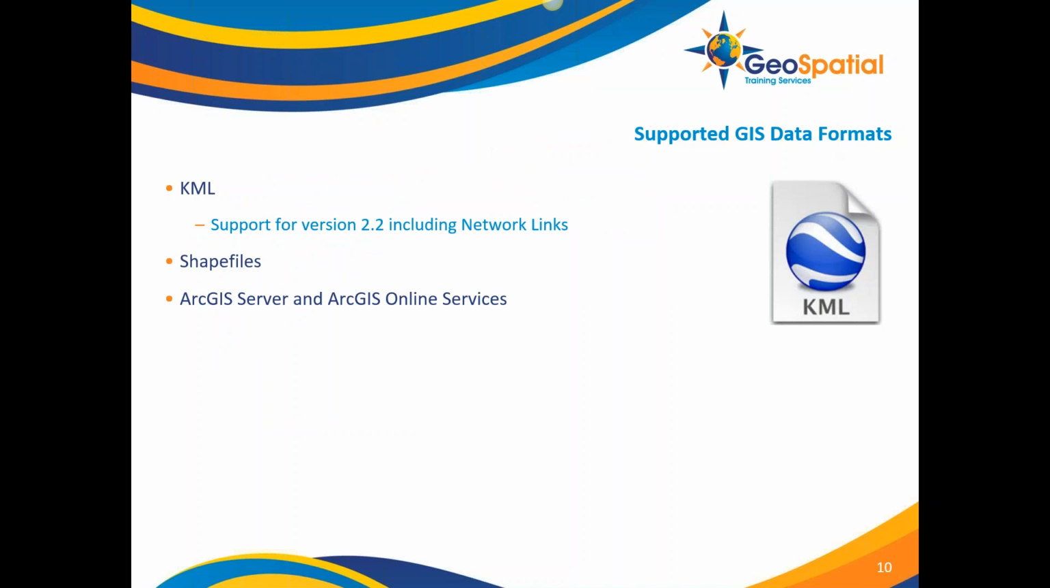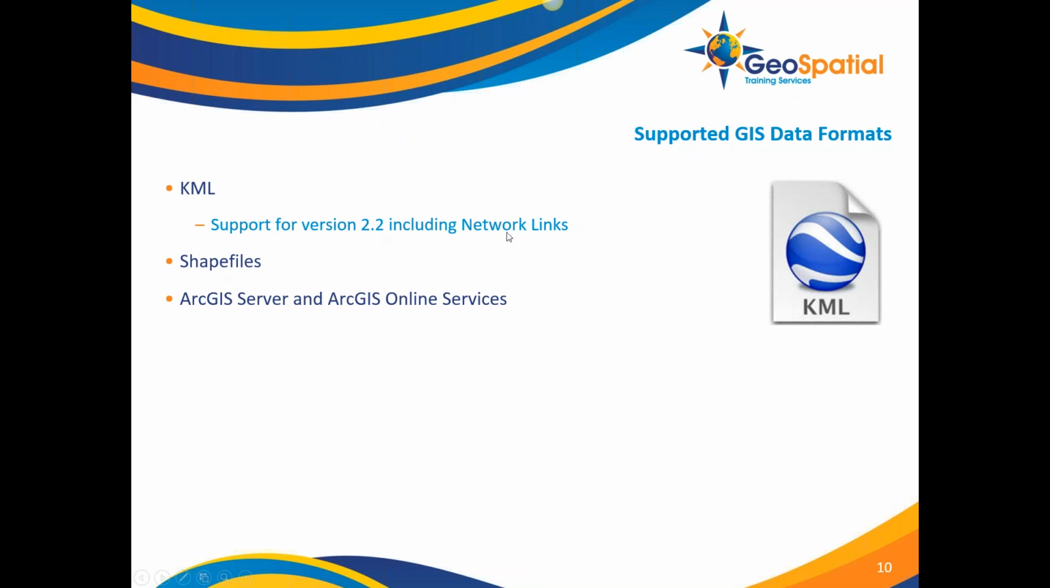All right, so in terms of the supported GIS data formats, the supported formats include KML, and this includes both KML and KMZ files. For those of you who are not familiar with Google Earth file formats, a KMZ file is essentially just a compressed version of a KML file. KML files tend to get very large very quickly. It uses a text-based XML language to describe the geographic features, and so these text files get really large really fast. One of the ways of dealing with that is to create a KMZ file, which is basically a compressed version of KML. In terms of KML support, it supports version 2.2, including network links, which is very important.